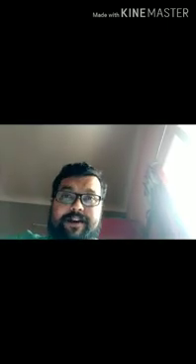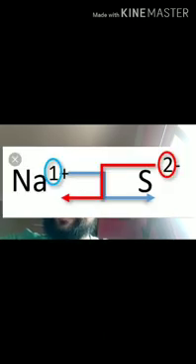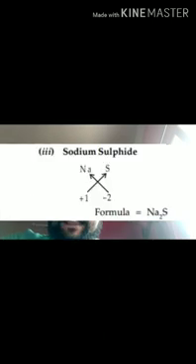In case of the formula of a sulfide, if we see sodium sulfide, sodium has valency 1 and sulfide has valency 2. Then exchange of valencies means sodium gets 2 and S will be there. That means Na2S. That is the chemical formula of sodium sulfide.